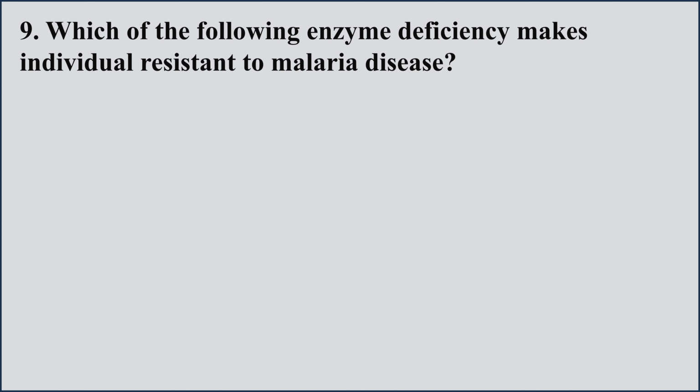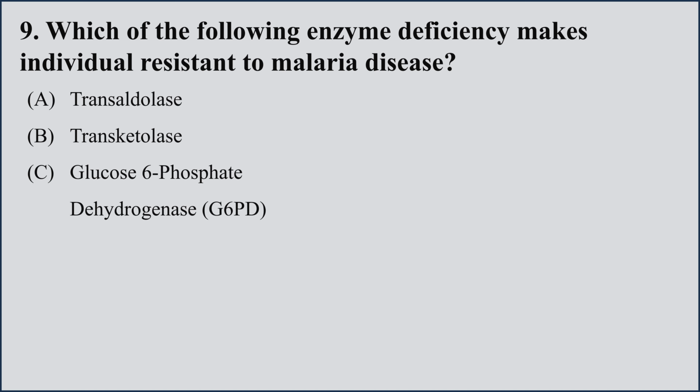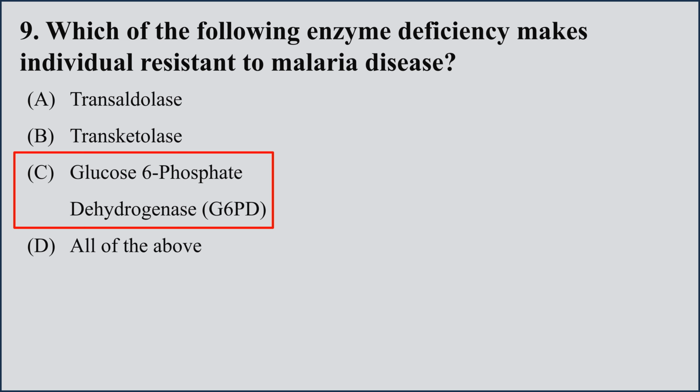Which of the following enzyme deficiency makes an individual resistant to malaria disease? A. Transaldolase, B. Transketolase, C. Glucose 6-phosphate dehydrogenase, G6PD, D. All of the above. The right option is C, glucose 6-phosphate dehydrogenase. This is the enzyme whose deficiency makes the individual resistant to malaria disease.